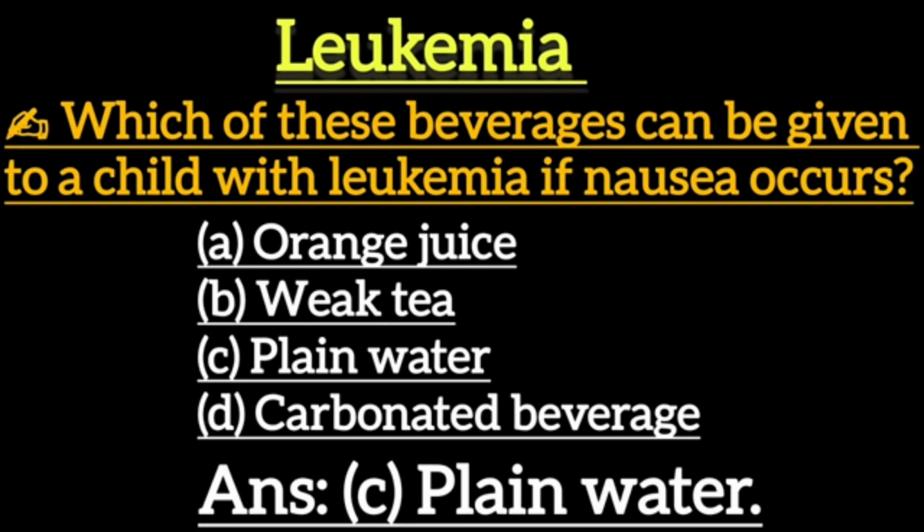Next one is, which of these beverages can be given to a child with leukemia if nausea occurs? Option A, orange juice. Option B, weak tea. Option C, plain water. Option D, carbonated beverage. Correct answer is option C, plain water.